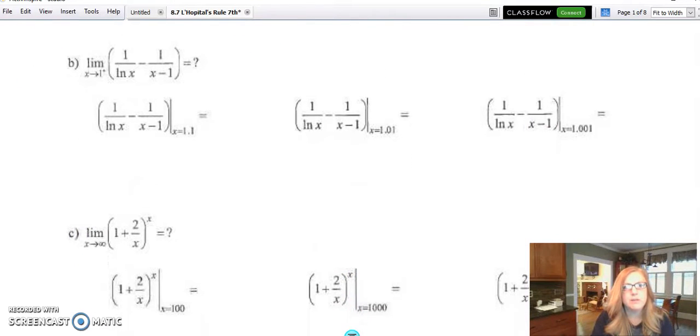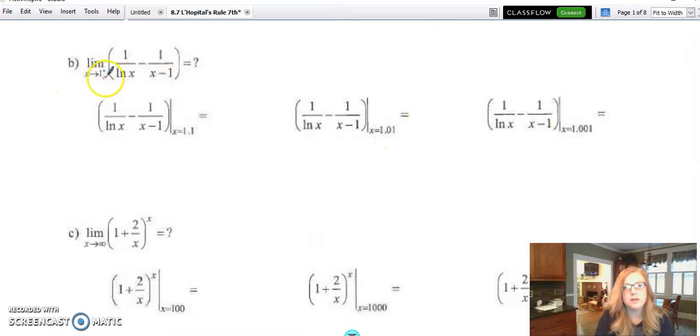All right, now I want to take a look at this one. Again, let's think about what we would have done before we got to this section of notes. We would have plugged in, notice this is a one-sided limit, we're approaching 1 from the right, so that's why I have 1.1, 1.01, 1.001.